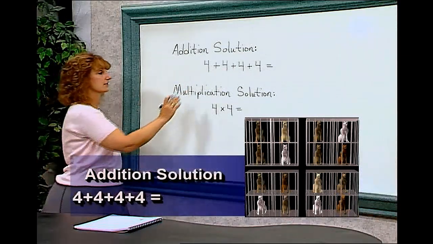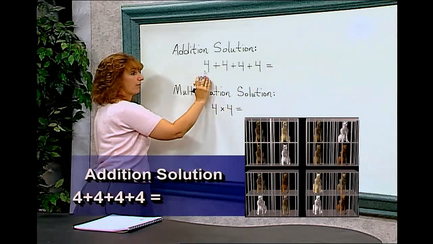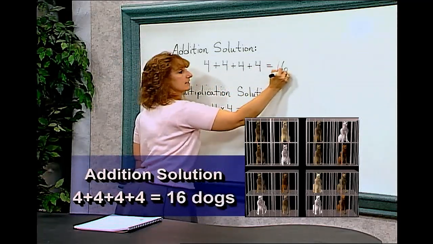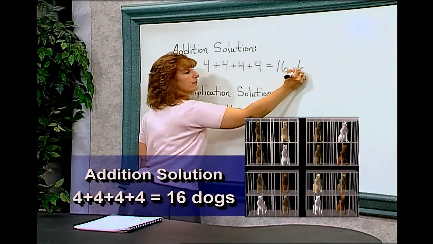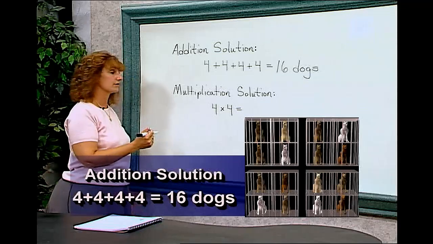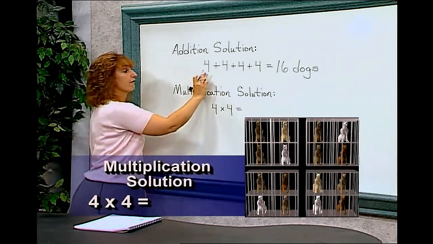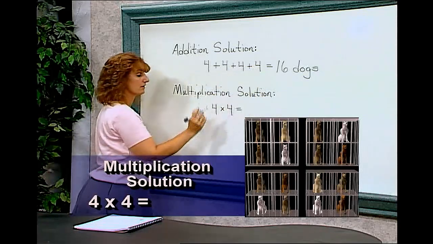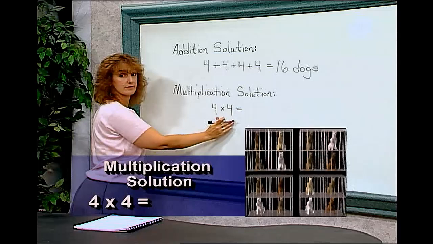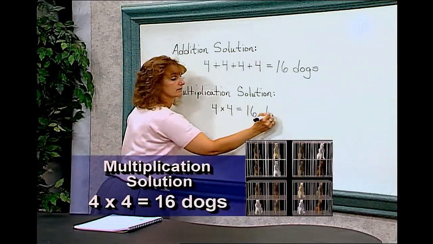For addition, since we have 4 dogs and there's 4 kennels, 4 plus 4 plus 4 plus 4 gives us 16 dogs in the 4 kennels. The second way to solve this problem is to use the multiplication. Since we have 4 fours, we can say 4 times 4. 4 dogs times 4 kennels. That also gives us 16 dogs.